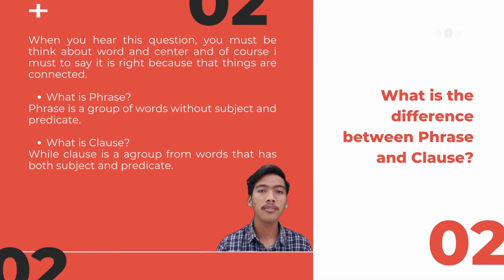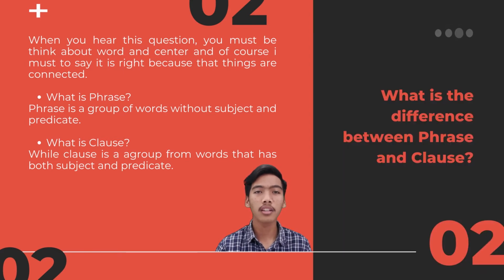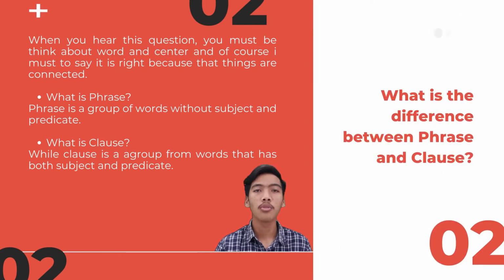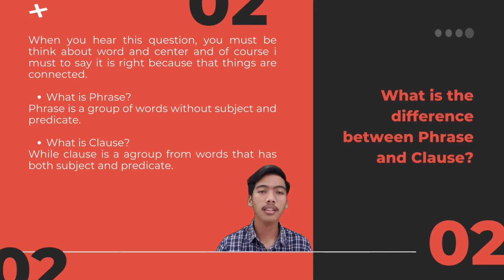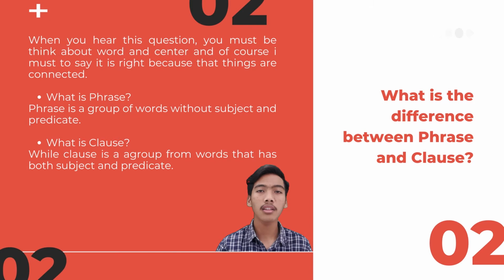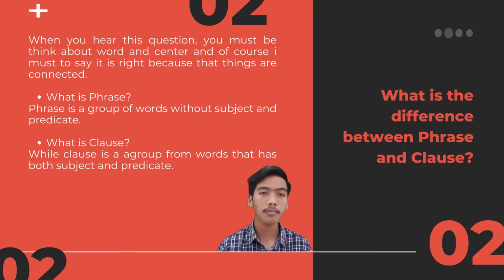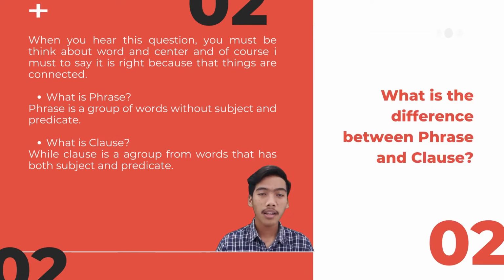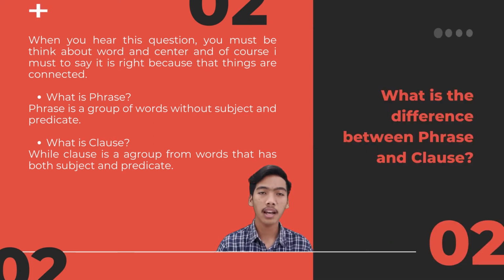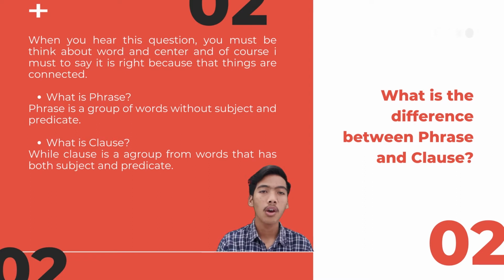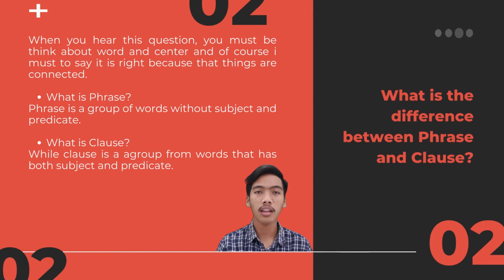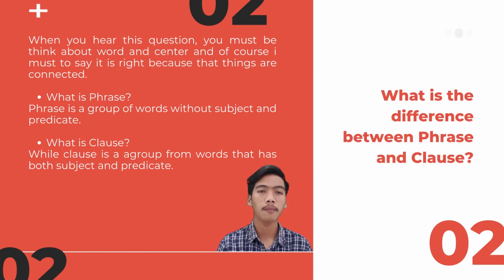Next, what is the difference between phrase and clause? When you hear this question, you must be thinking about word and sentence, and of course I must say it is right because the things are connected. What is phrase? Phrase is a group of words without subject and predicate, while clause is a group of words that has both subject and predicate.